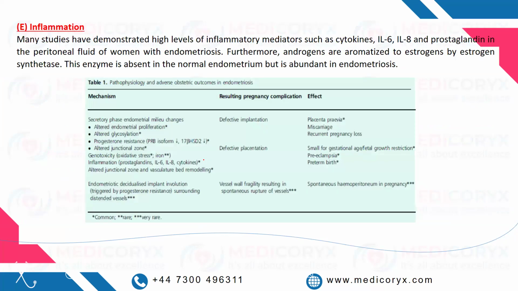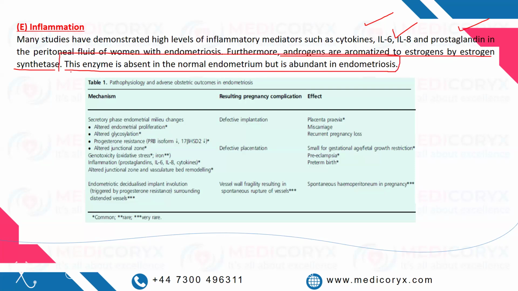Then another important cause, inflammation. So what exactly is inflammation and how does it influence? Many studies have demonstrated high levels of inflammatory mediators such as cytokines, interleukin 6, 8, and prostaglandins in the peritoneal fluid of women with endometriosis. Furthermore, androgens are aromatized to estrogen by estrogen synthetase. This enzyme is absent in the normal endometrium, but it is abundant in endometriosis. I think that's the basic concept of endometriosis.